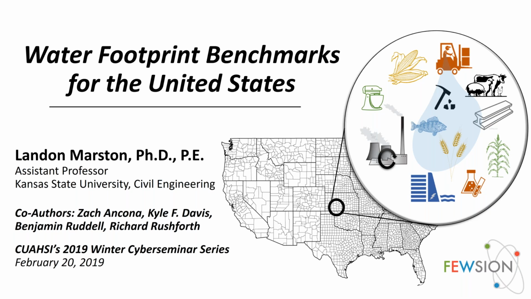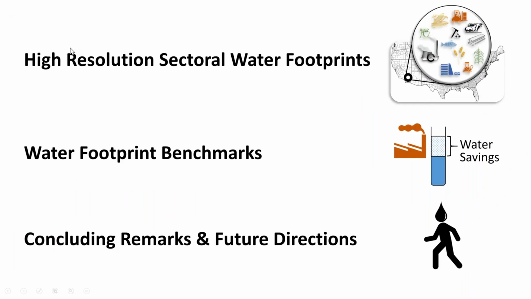All right, great. Thanks for the introduction, Ben, and thanks everyone for joining us today. As Ben said, my name is Landon Marston, and I'm an assistant professor in the civil engineering department at Kansas State University. I've been working with the Fusion Project and Ben for a couple of years now, and while the Fusion Project is interested in food, energy, and water, this talk today has more of a water bent. We talk about how water is used in the entire U.S. economy, including energy production and food production. And the focus of today's talk is how can we use water more effectively and more efficiently throughout the economy.